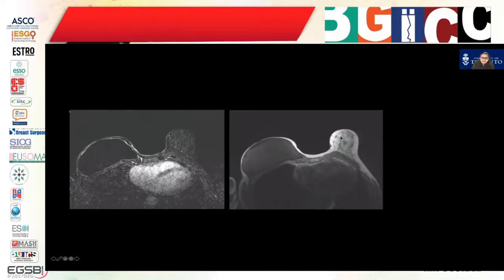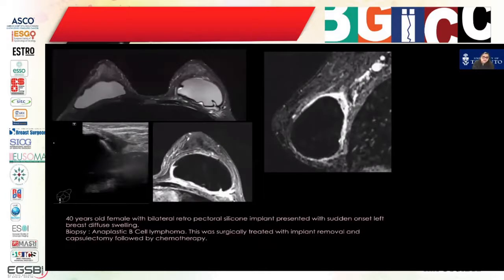The other breast looks very good. One of the considerations when we talk about implant reconstruction nowadays is the textured implants. The textured implants are known to be associated with a slightly higher risk of developing anaplastic B-cell lymphoma. There's a lot of talk about this in recent days.